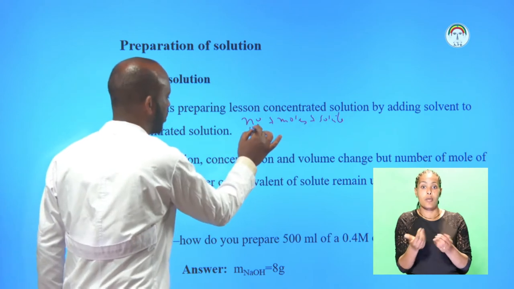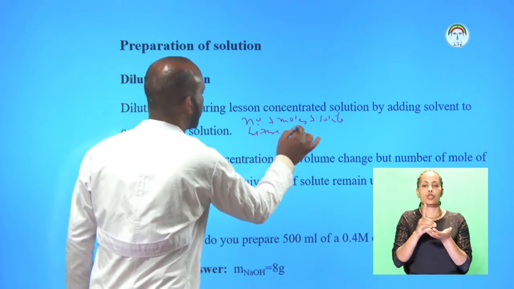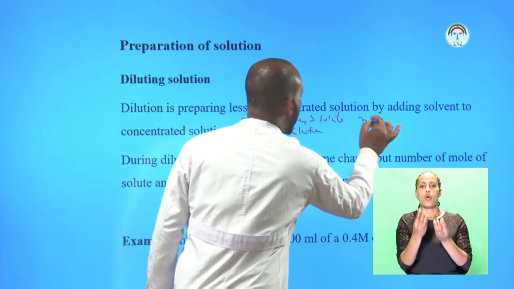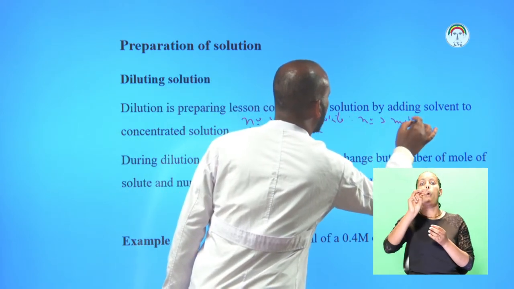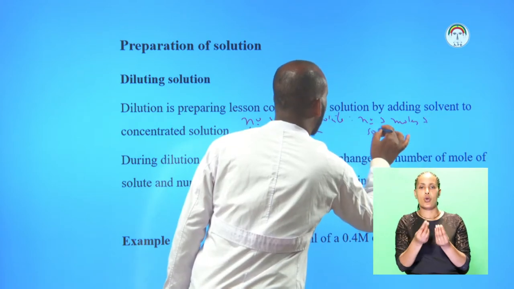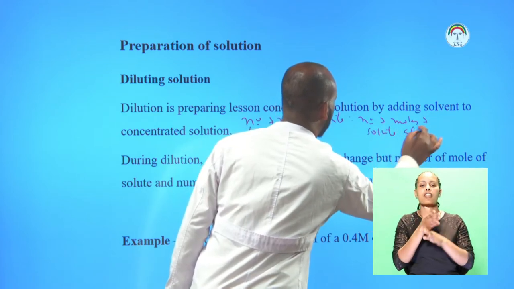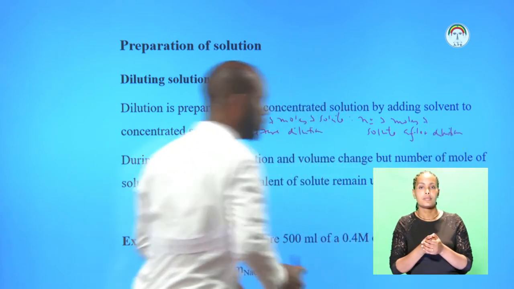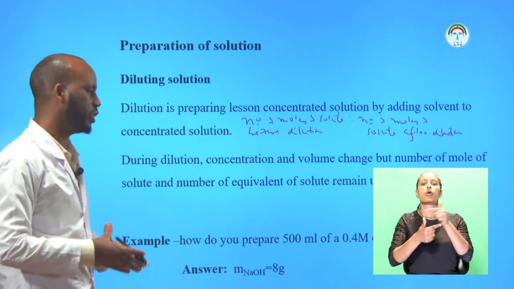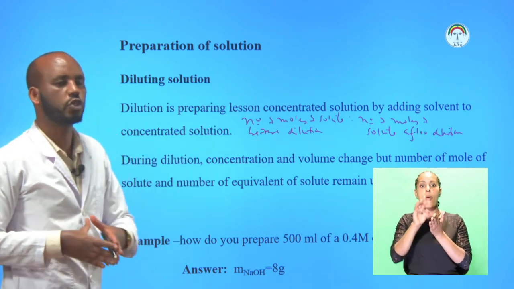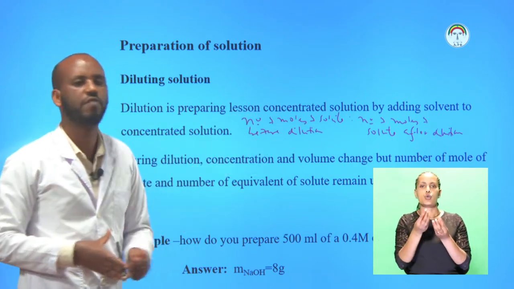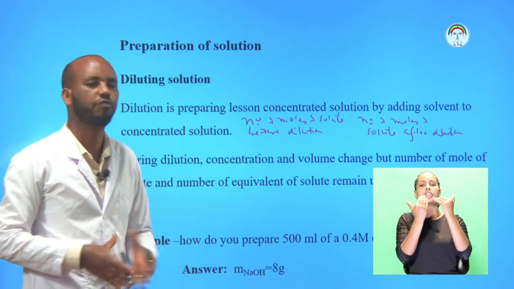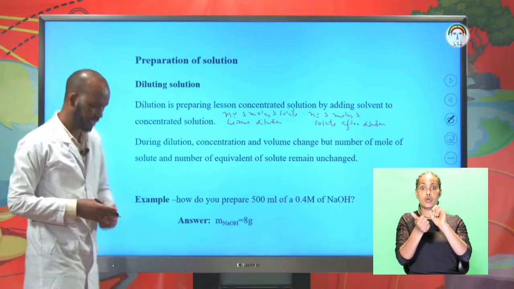Number of moles of solutes before dilution equals number of moles of solutes after dilution. Because in the process of dilution, number of moles of solutes and number of equivalents of solute is unchanged. Only concentration and volume of the solution is changed.